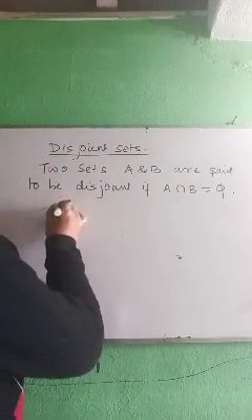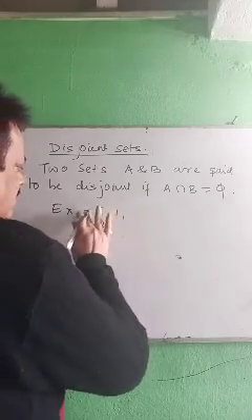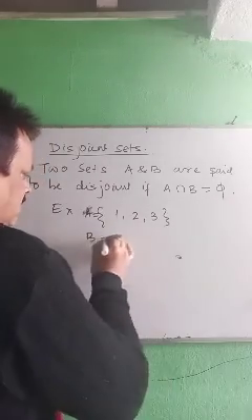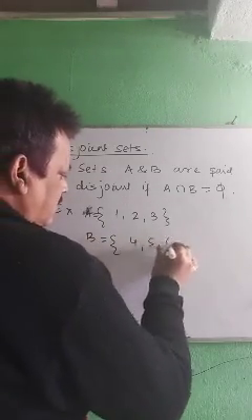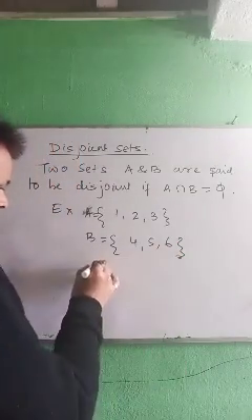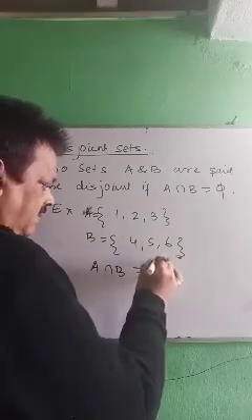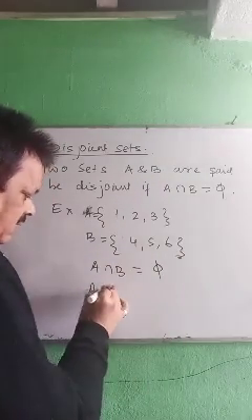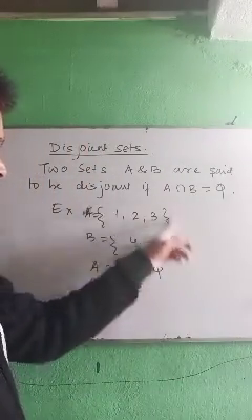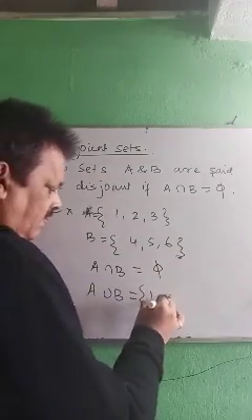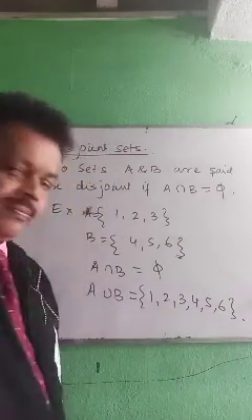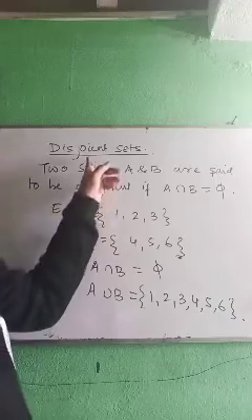Like, for example, suppose A is the set 1, 2, 3 and B is the set 4, 5, 6. Look, there is no common element, so A intersection B will be empty. But if you are asked what is A union B, if there is no common element, then you have to take all of them. That is 1, 2, 3, 4, 5, 6. So this is the definition of disjoint.